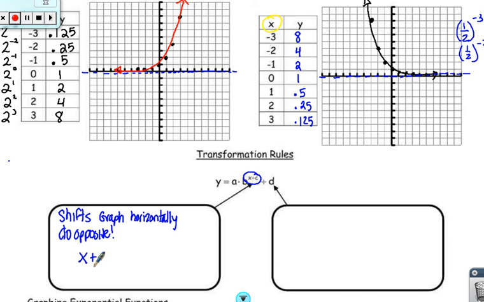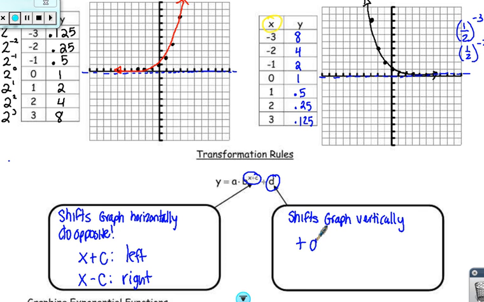So if it's x plus c, you would really shift the graph to the left. If it's x minus c, you would shift the graph to the right. The d value, the number added on at the end, shifts your graph vertically, up and down. So if it's a plus in a number, you shift your graph up. If it's minus in a number, you shift your graph down. Okay? So the only one you do the opposite on is the x values.